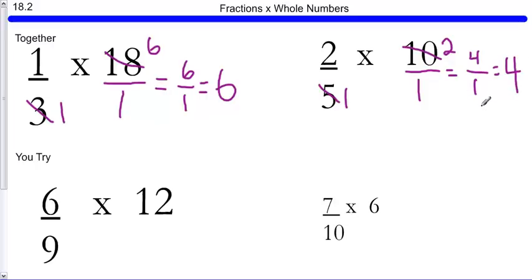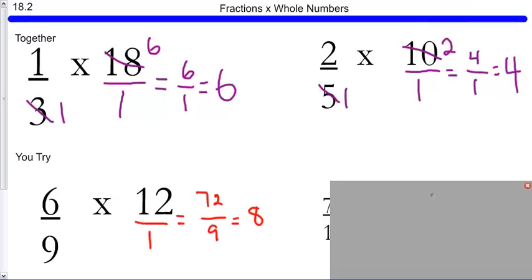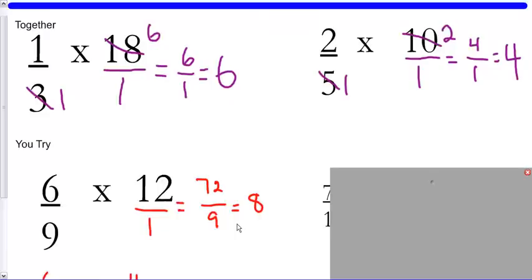So go ahead and give the video a pause, and you try 6/9 times 12 and 7/10 times 6. So if you had 8 as an answer, you'd be correct. So what I did is I made 12 a fraction, multiply across. 6 times 12 is 72. 9 times 1 is 9. 72 divided by 9 is 8.